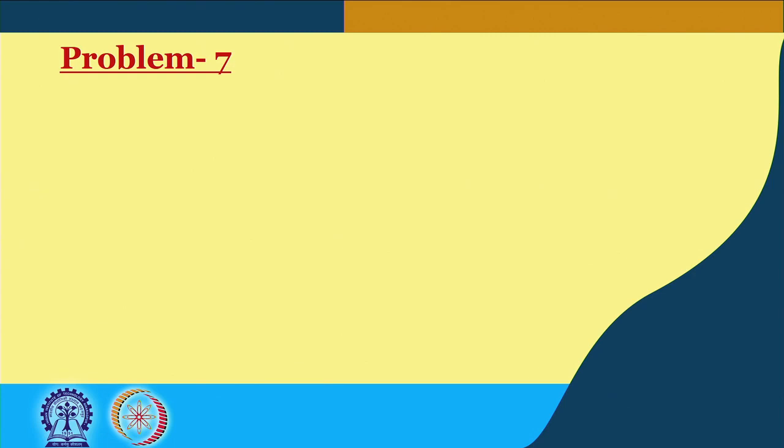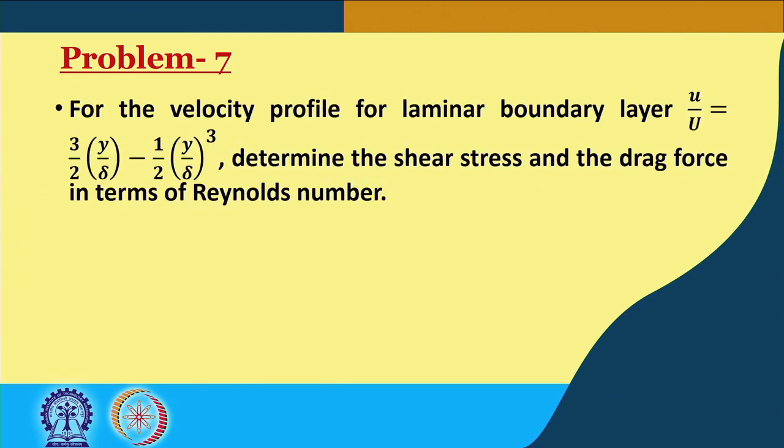Now, we will solve one problem. For the velocity profile for laminar boundary layer, u by capital U is equal to 3 by 2 y by delta minus half y by delta to the whole cube. Determine the shear stress and the drag force in terms of Reynolds number. We have done a similar problem, but we will do another one now to make it more clear.